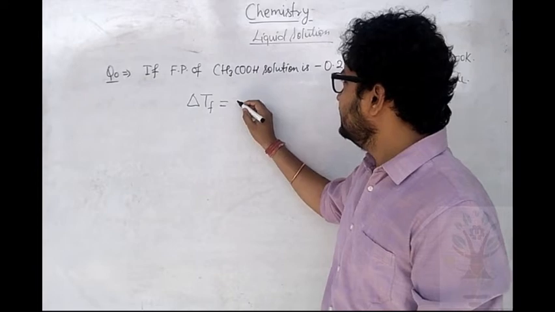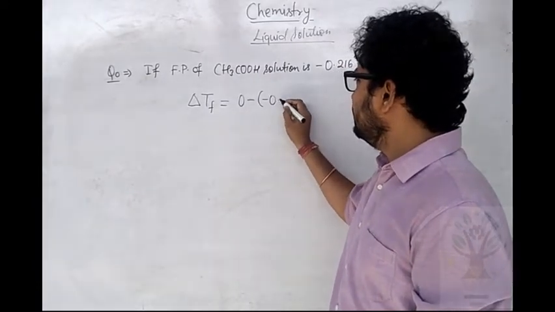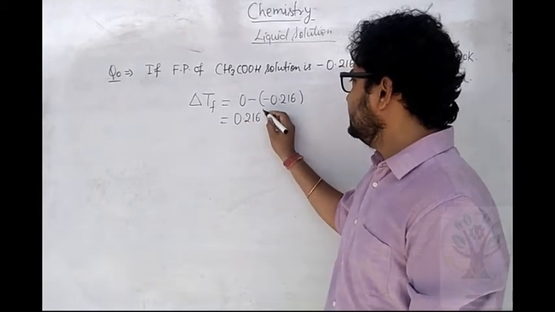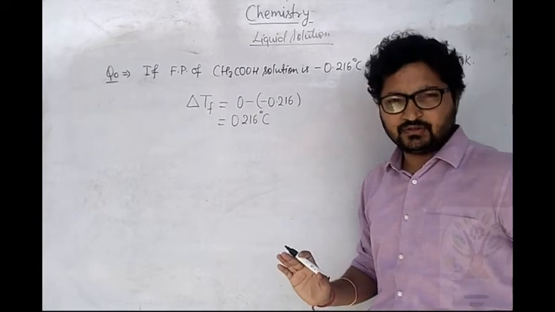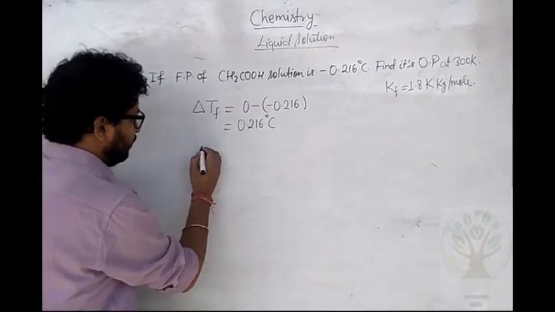What will be delta TF? Delta TF will be how much? It will be 0 minus 0.216, that is 0.216 degree Celsius. I think there should be no problem. Good. Now, once we have found delta TF, so what is delta TF?